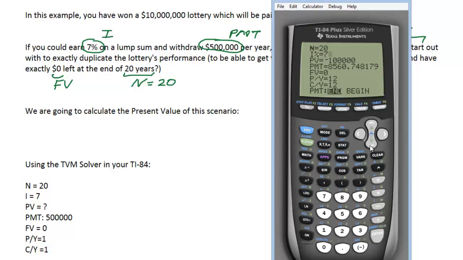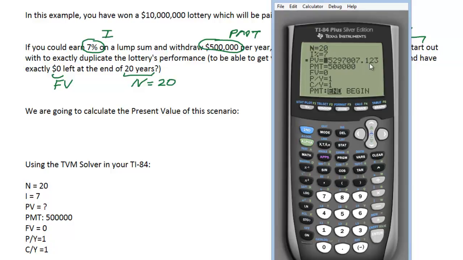Remember, we don't need it as a decimal. The present value is what we're going to compute, so leave that for now. The payment is we want to be able to withdraw $500,000 each year. The future value is 0 because at the end of the 20 years, there will be nothing left in the account. Payments per year is we're taking one payment each year, and compoundings per year is 1. Okay, so this fills in. So now what you want to do is go back up to the present value, and we're going to use our alpha solve.